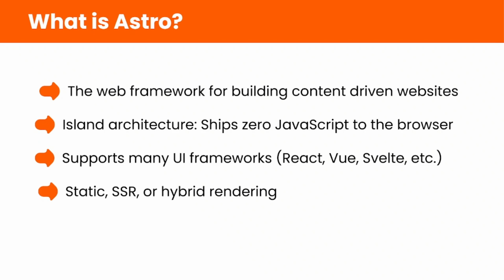And it supports many UI frameworks in terms of adding interactivity. So remember I said Astro is just HTML, CSS, and JavaScript but on steroids. So you can use a normal JavaScript script tag to add interactivity. But if you are familiar with UI frameworks like React, Vue, Svelte, you can bring in those frameworks. And one cool thing is that you can add all the frameworks together.